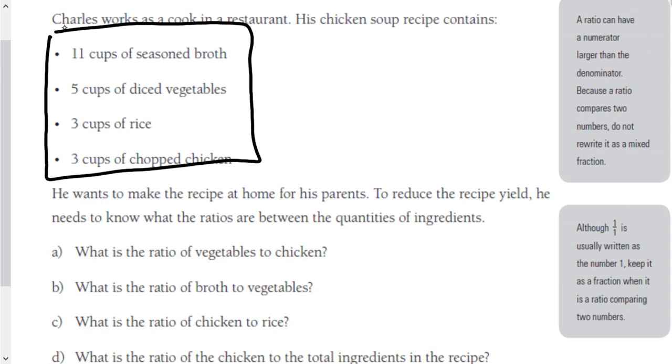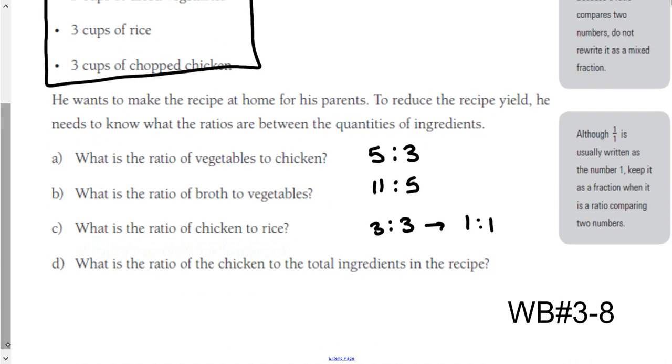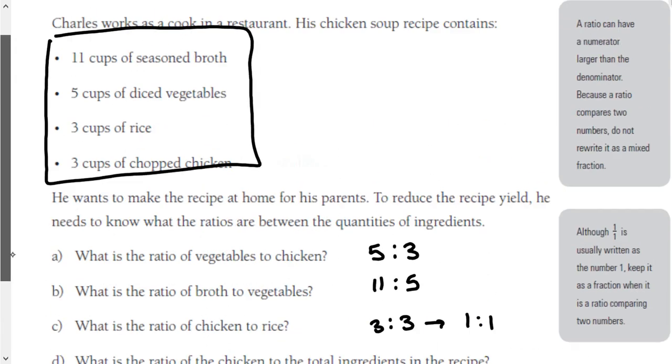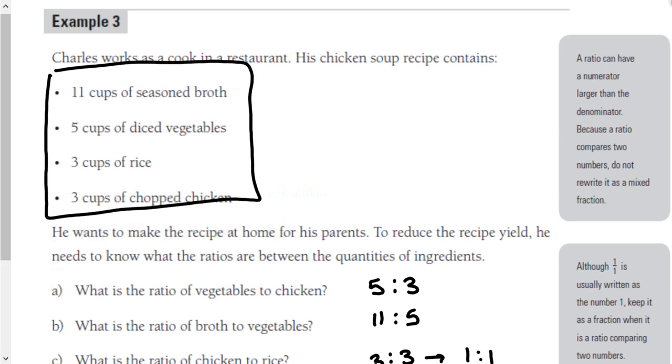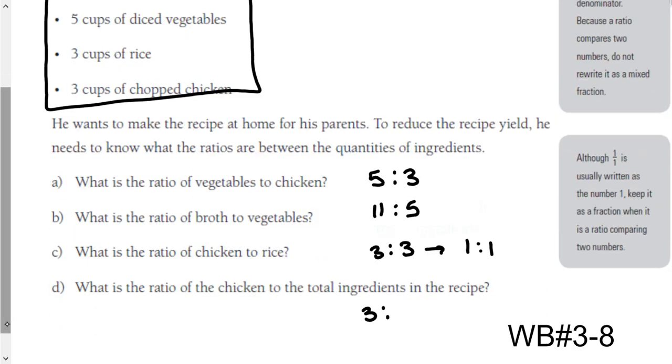So what is the ratio of vegetables to chicken? Well, we have 5 cups of veggies to 3 cups of chicken. What is the ratio of broth to vegetables? 11 to 5. Chicken to rice is 3 to 3, but this can be simplified to 1 to 1. And the ratio of chicken to the total ingredients of this recipe. So we have 3 chicken, and then the total amount of ingredients is 11, 16, 19, 22.